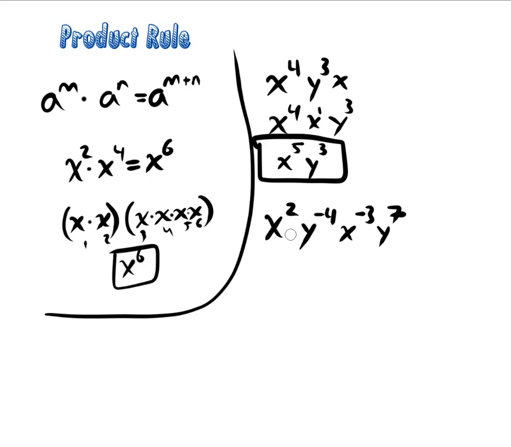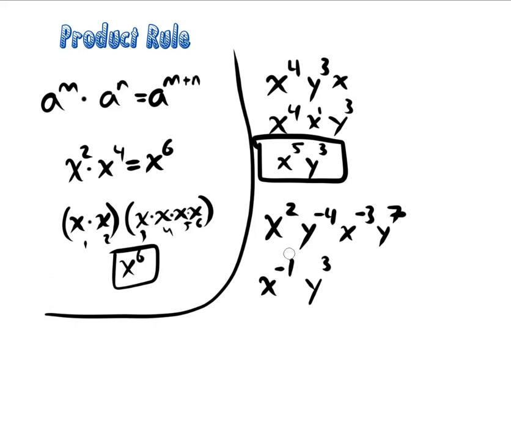Hopefully you were able to pause and do this, and if you did, what you came up with was, once again, you could move the stuff around because it's all multiplied times each other. So I have x squared, x to the negative 3. Well, I can add these together, and I should get x to the negative 1. And for y, negative 4 plus 7 is going to give me a positive 3. So I get y to the 3rd. And you might have thought that was your final answer, but is it?